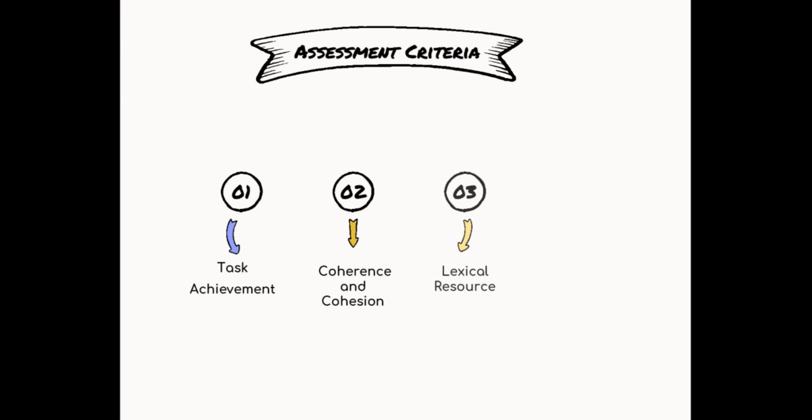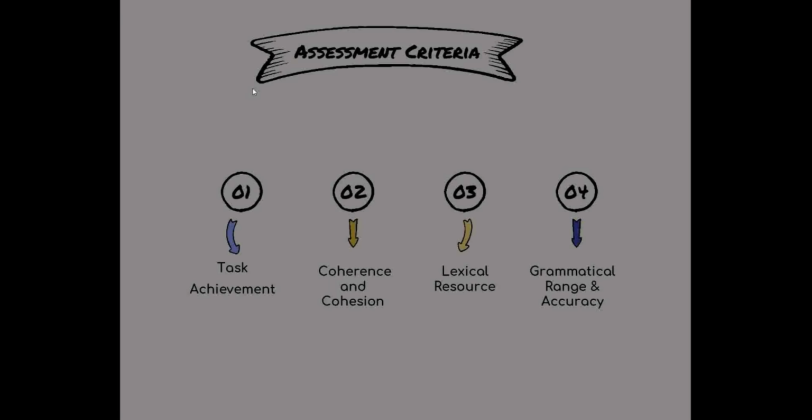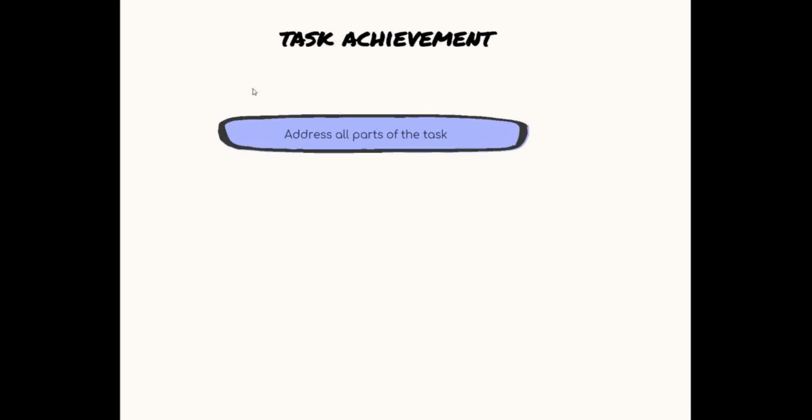Let's go through the assessment criteria. First is task achievement, second is coherence and cohesion, third is lexical resource, and fourth is grammatical range and accuracy. Let's start with task achievement. First thing you need to make sure is you have to address all parts of the task. You see, there will be different types of essay prompts for your Task 2. For example, agree, disagree, asking for a solution to a particular problem, or simply asking for an opinion. So it's very important to completely understand the question and address all the parts of it.